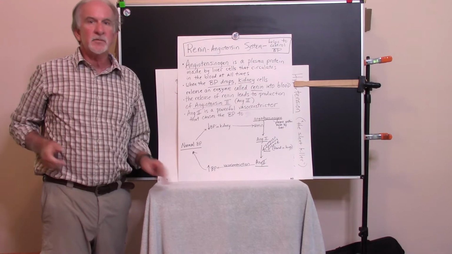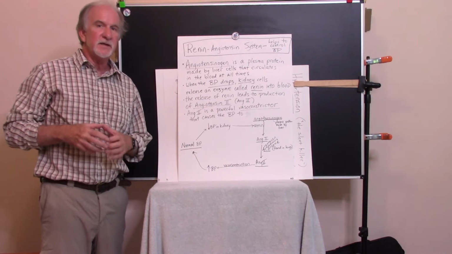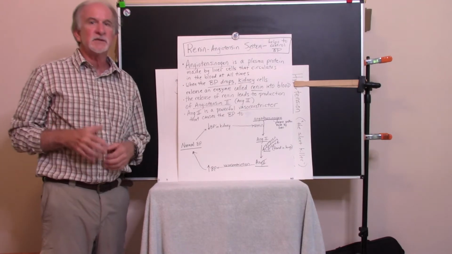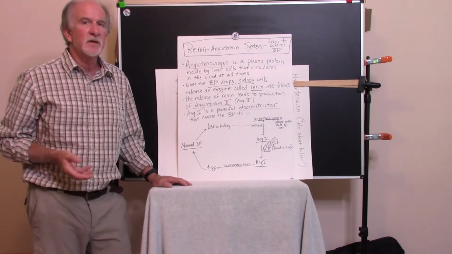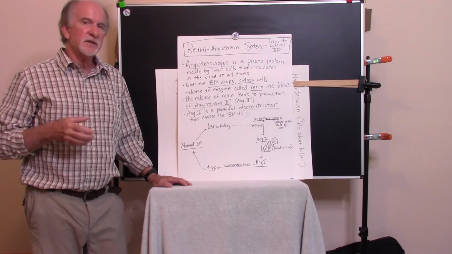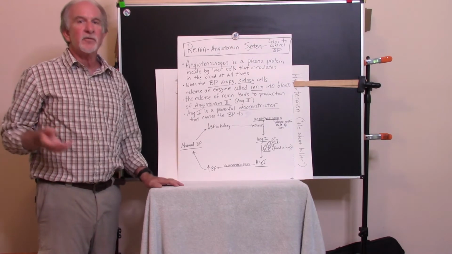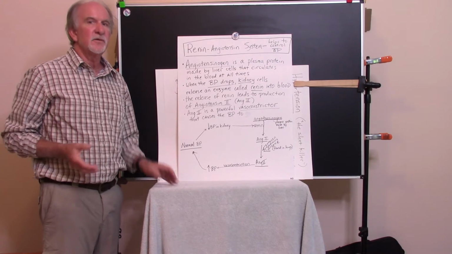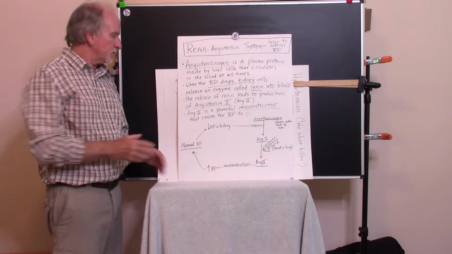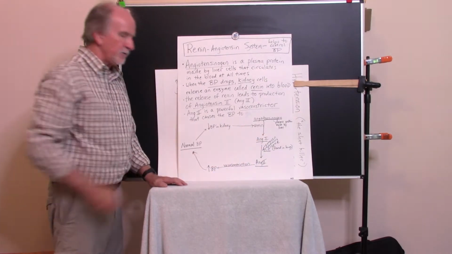Angiotensin 1 is converted by an enzyme in the lungs called ACE, which stands for angiotensin converting enzyme. And ACE converts the angiotensin 1 to angiotensin 2. Angiotensin 2 is a powerful vasoconstrictor that acts to raise blood pressure back to normal. So we can kind of see this down here with this flow chart.